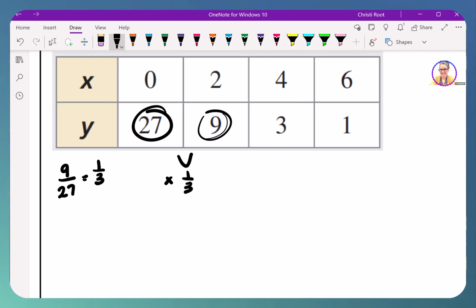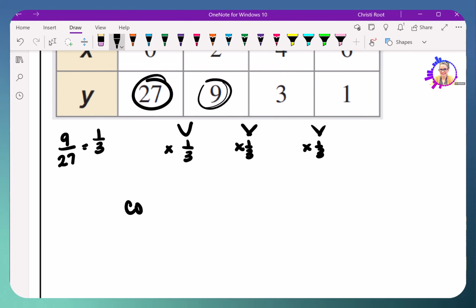So does this work? Is 27 times 1/3 9? Yes. Okay, does it continue in the same pattern? So 9 times 1/3, is that 3? Yes. Same thing, you got to make sure they're all going to be in that pattern. So 3 times 1/3 is 1. So you have a common ratio of 1/3, which means this is exponential.